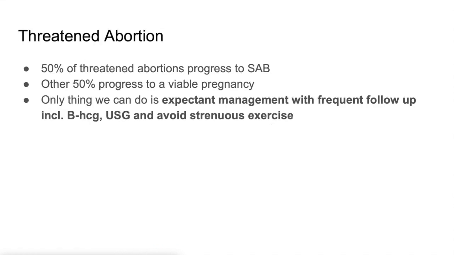Now, the only exception here is threatened abortion. As I said, 50% of threatened abortions progress to a spontaneous abortion where the fetus is not viable anymore, and the other 50% progress to a viable pregnancy. Now, this is a tricky situation. The only thing we can do right now is expectant management. We'd ask the mother to frequently follow up, and within these follow-ups, we'd do serial beta HCGs and ultrasounds, and would ask the mother to avoid strenuous exercise, and would monitor the situation from there.